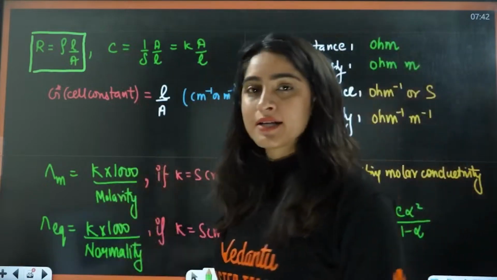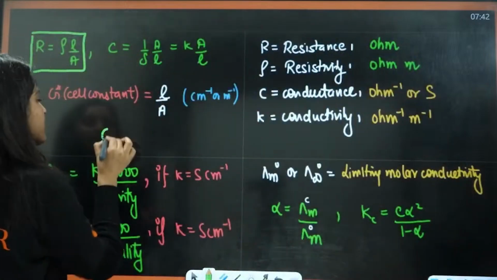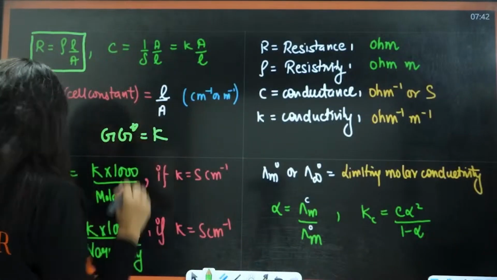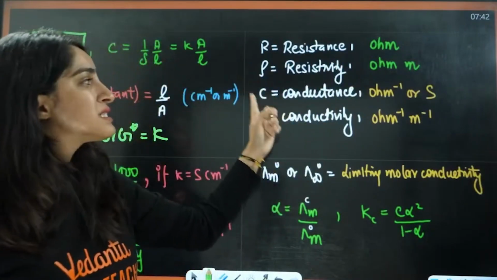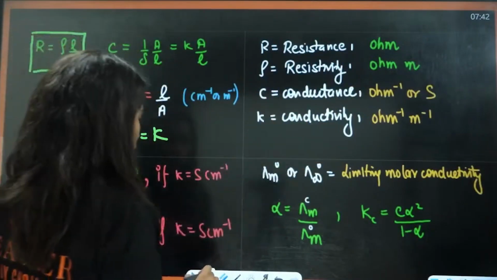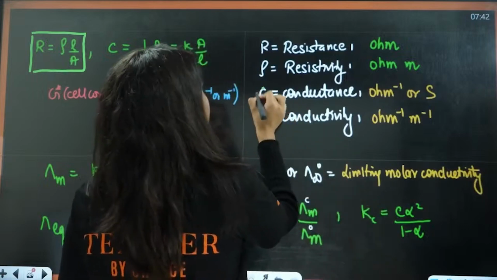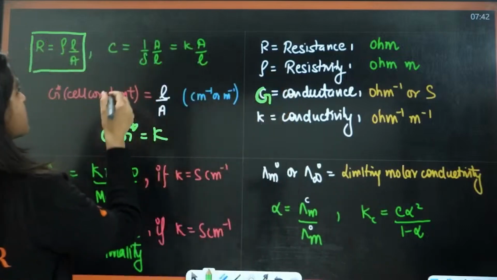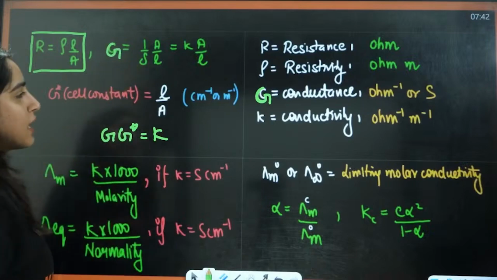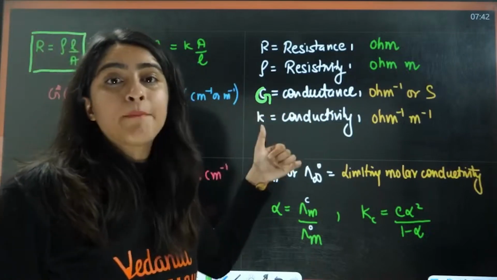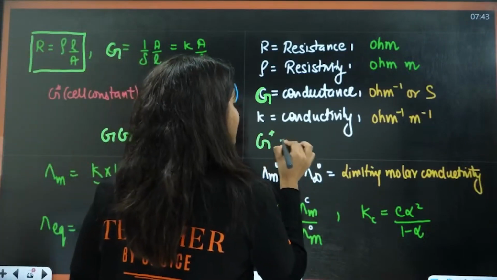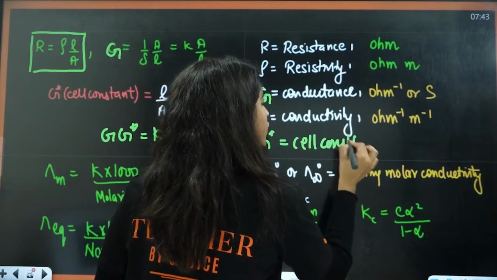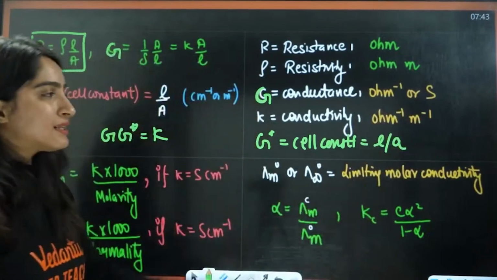How do you represent conductance and conductivity? There is another formula: G star is equal to kappa. Here R is resistance, rho is resistivity, and G is the conductance. That would be much easier for you. Kappa is the conductivity. Now, what is G star? That is the cell constant, which is equal to L by A.